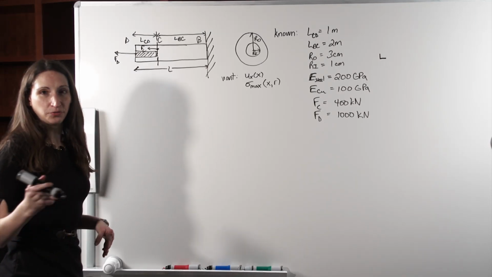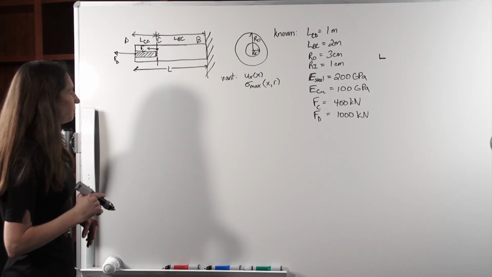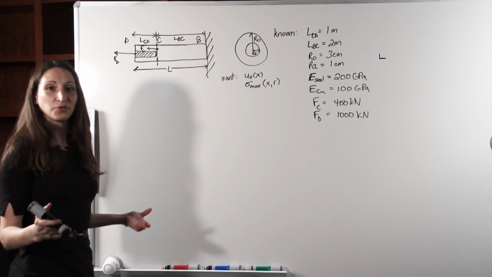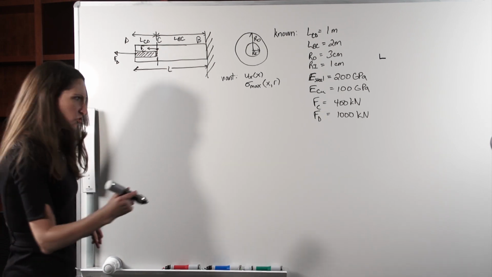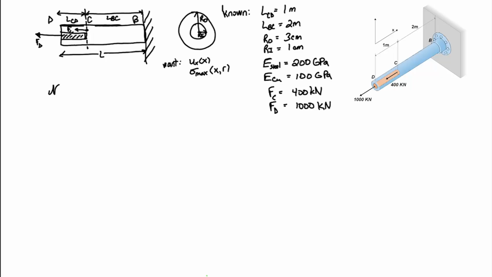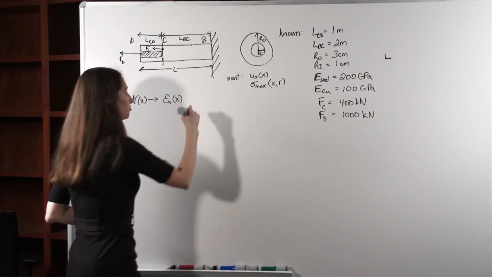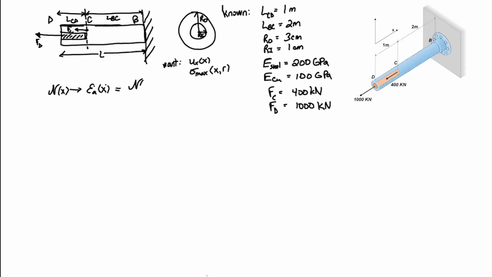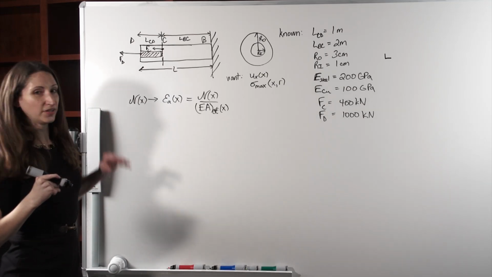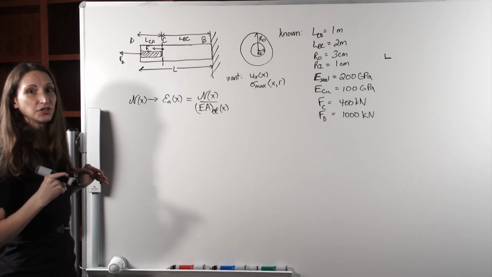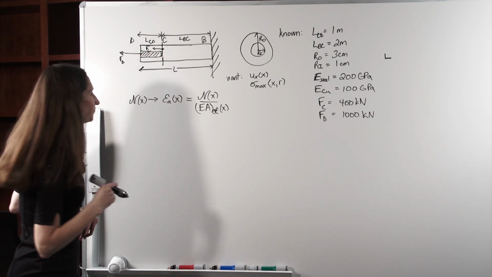Okay, so before we get started, let's just think about how we're actually going to get to the point where we can compute ux of x. Usually when we do these problems, the first thing we compute is the axial force, right? So let's start with that. So once we have our axial force, then we can get our axial strain, right? Because the axial strain is just equal to n of x over EA effective. And in this problem, we can't cheat and make EA effective a constant because we have two different materials in here, right? So we'll have to compute EA effective.